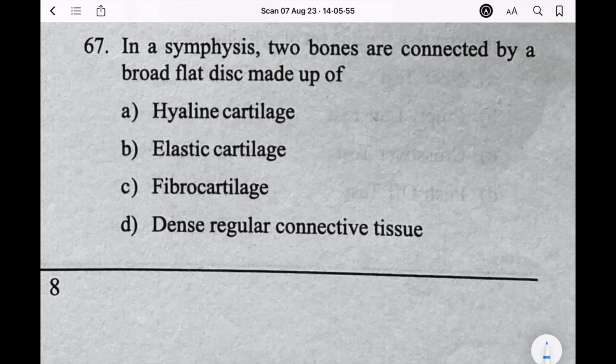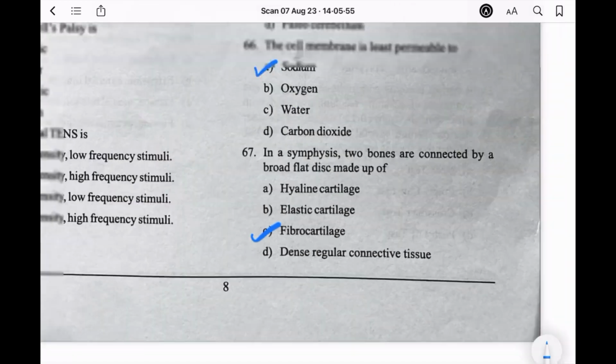Question number 67. In a symphysis, two bones are connected by a broad flat disc made up of. Options are A, hyaline cartilage, B, elastic cartilage, C, fibrocartilage, D, dense regular connective tissue. So the correct answer is C. Fibrocartilage.